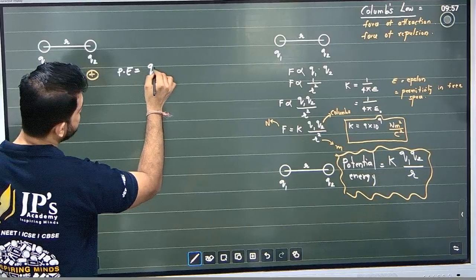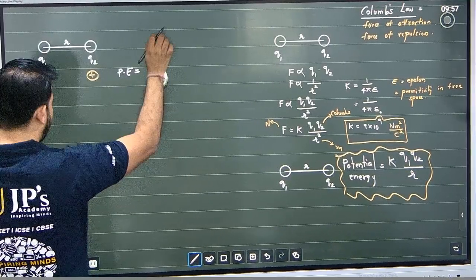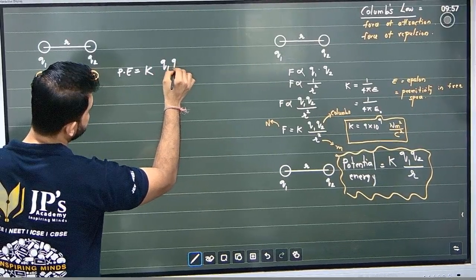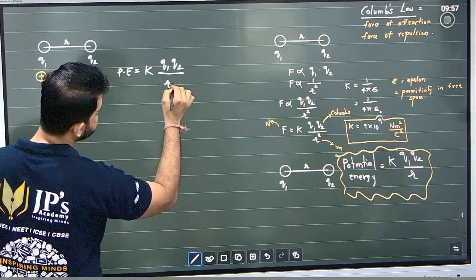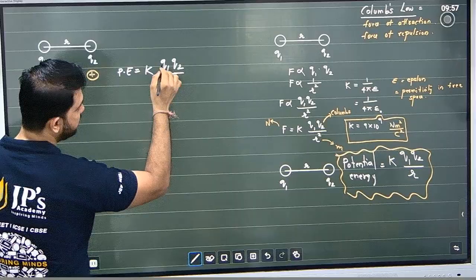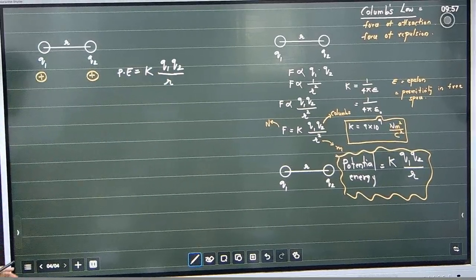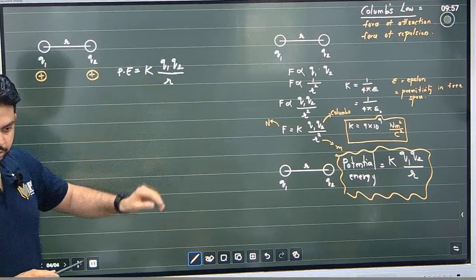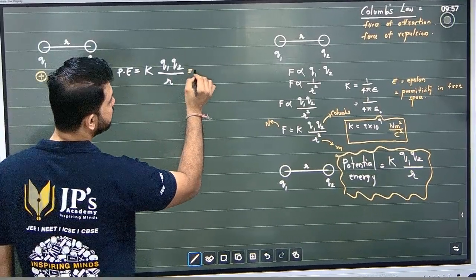Q1 Q2 over R is K. Q1 positive, Q2 positive, obviously radius and K are positive too. So the term on the right will be positive.